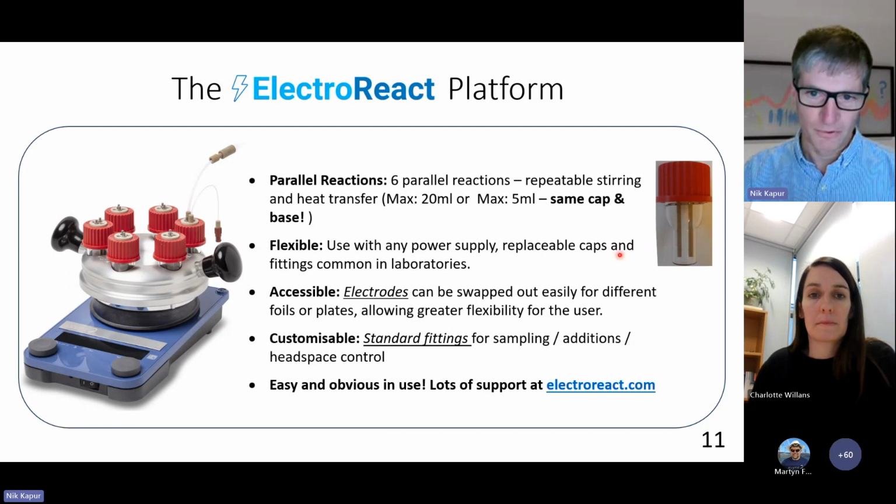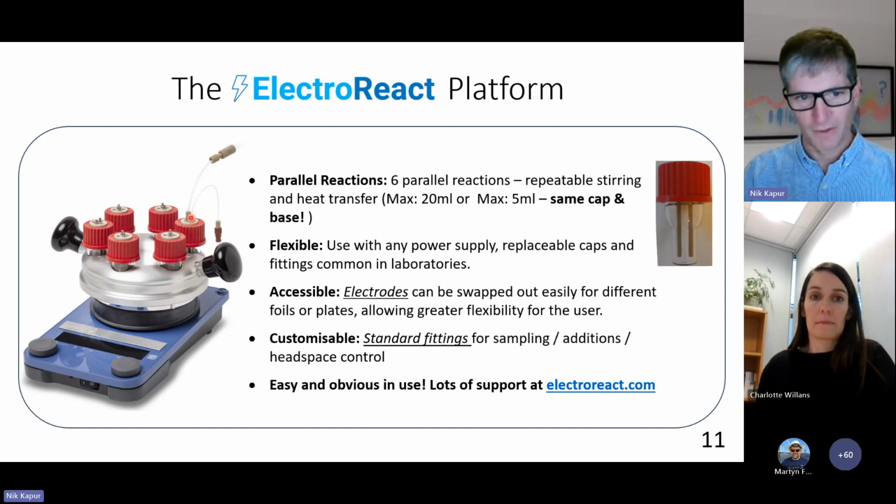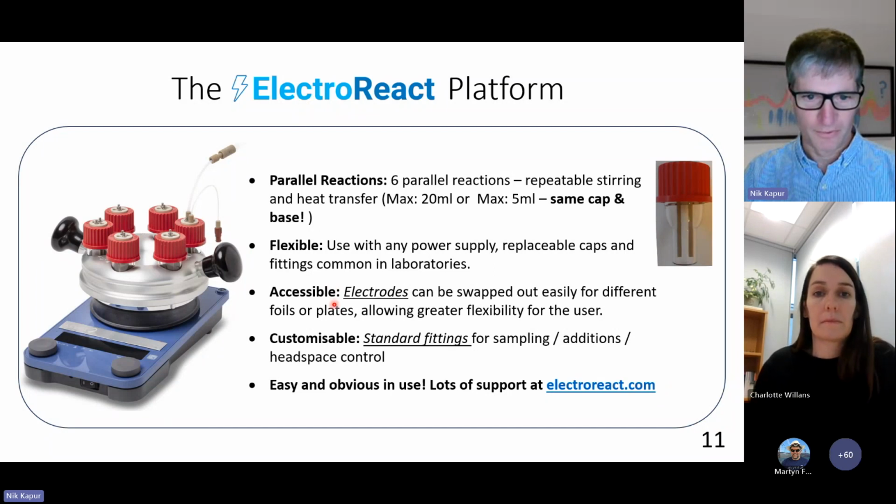It's flexible, so you can use it with any power supply. All of the parts are replaceable. And the fittings on the top of this are standard, so you can buy these as standard components from suppliers to make up whatever you want on the top. The electrodes can easily be swapped out for different foils or for plates, and that allows for great flexibility from the user.